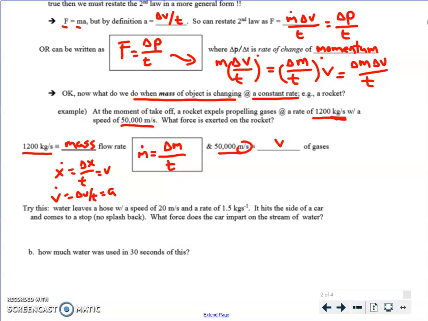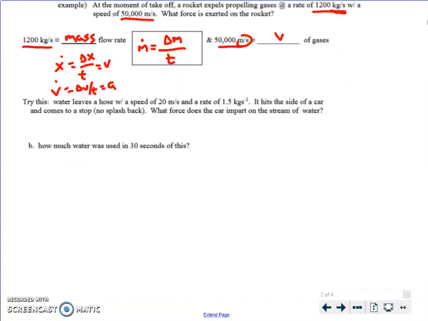Now let's apply the second law of motion for a more general form. We have then the force, that's what we're trying to find, F equals the rate of change in momentum of the gas, which in this case is going to be delta M over T, the mass flow rate, times the speed. So I don't need the amount of time. It's built into this whole thing. So in other words, that delta M over T is just M dot V.